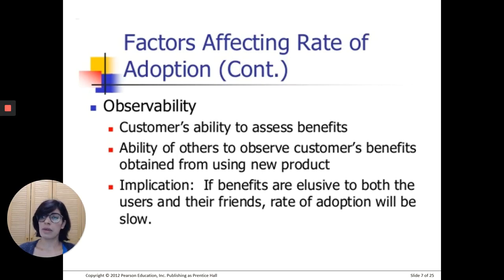Then let's look at observability. So how easily is a customer able to assess the benefits of your product or service themselves? What about the ability of others to observe the customer's benefits that they receive from owning and using the product? So this is how your product ends up marketing itself through its customers. For example, Facebook is an example of a service and a platform that has very easily observable benefits from your customers using that particular platform.